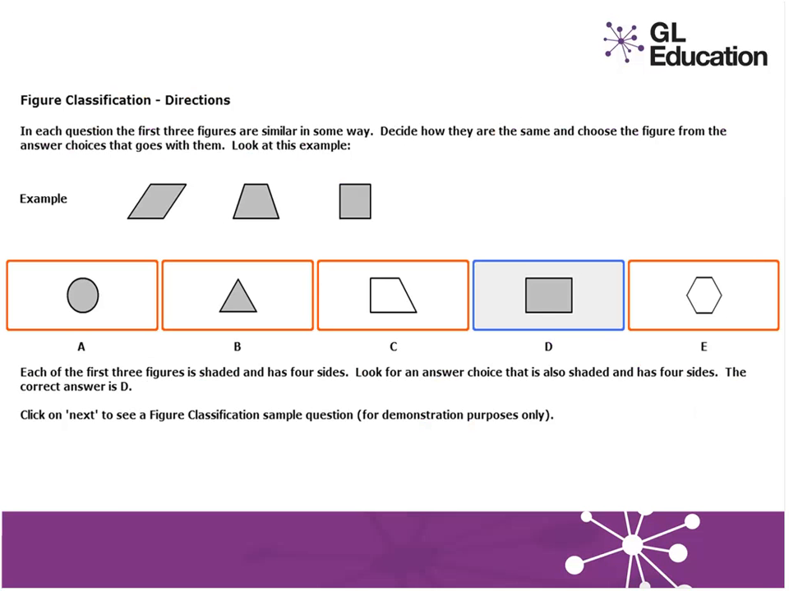Here the pupil is given three shapes in grey. Each of those first three figures that are shown there and against the word example, they're shaded, they've got four sides. And the pupil has to look for the answer choice. Obviously, in this case, it's also shaded and has four sides. I'll just leave you for a second to look at that question. Pupils, when they're undertaking the assessment, would have headphones, so the instructions will also be given orally.